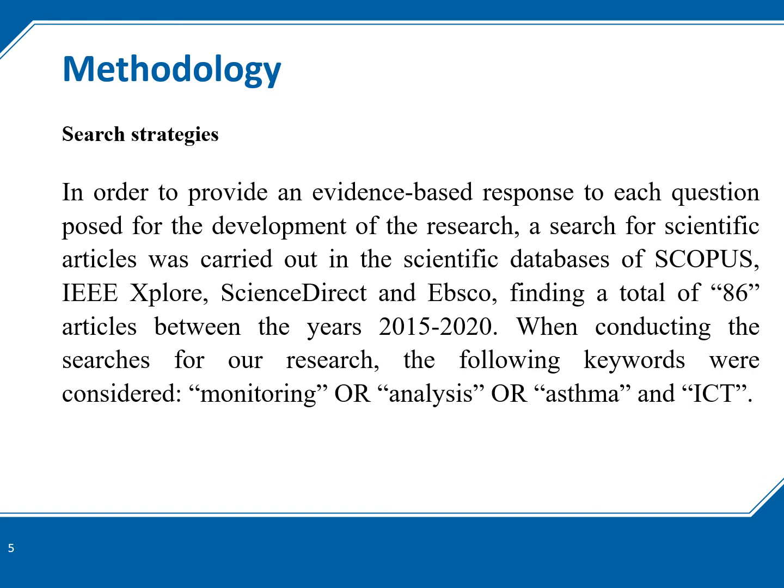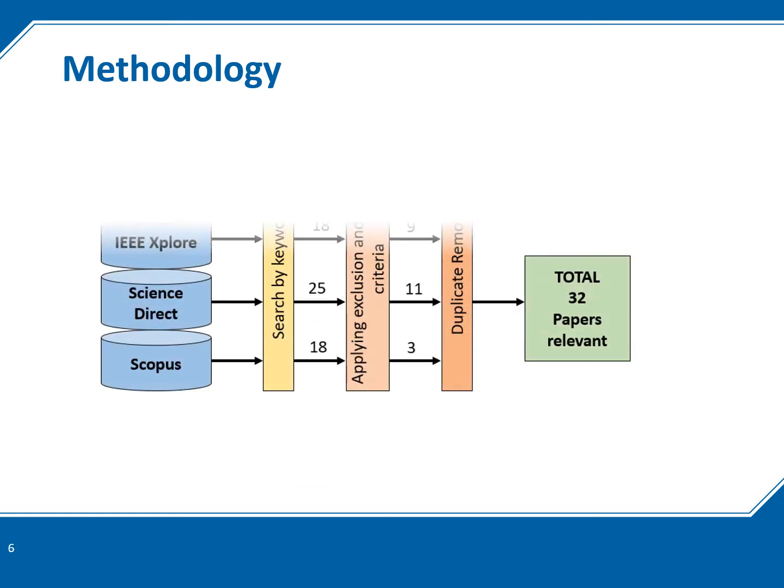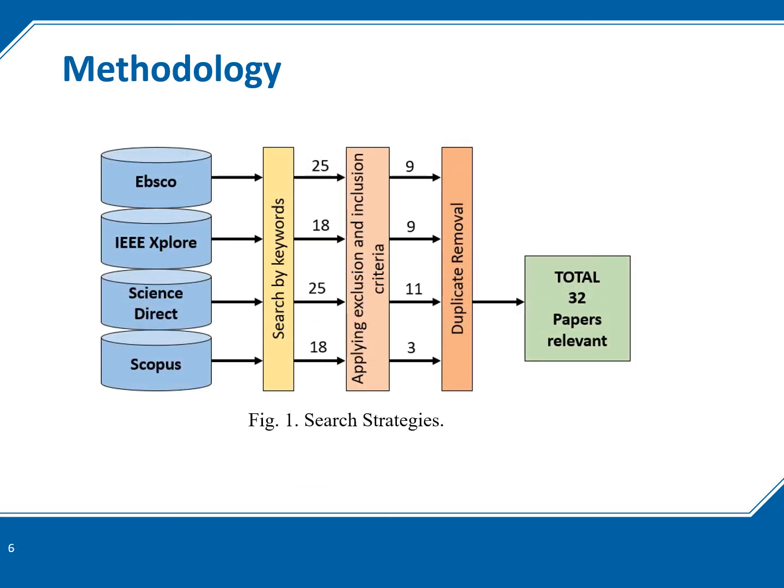Search strategies. In order to provide an evidence-based response to each question posed for the development of the research, a search for scientific articles was carried out in the scientific databases of Scopus, IEEE Xplore, Science Direct, and EBSCO, finding a total of 86 articles between the years 2015 and 2020. When conducting the search for our research, the following keywords were considered: monitoring or analysis or asthma and ICT. And in this graphic we can see the search strategies.